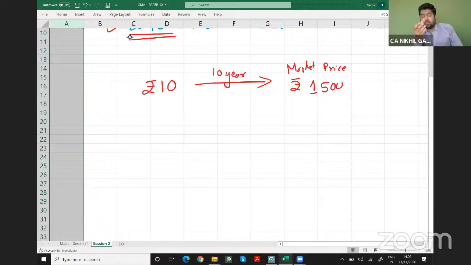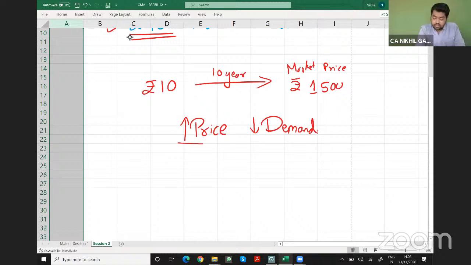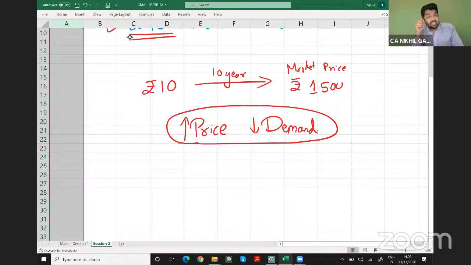Now I'm facing a problem. Sir, what problem are you facing? See, it is a simple economics funda. Higher the price, lower the demand. But sir, my quality is best. Yes, I know, but still, this economic funda will affect me.